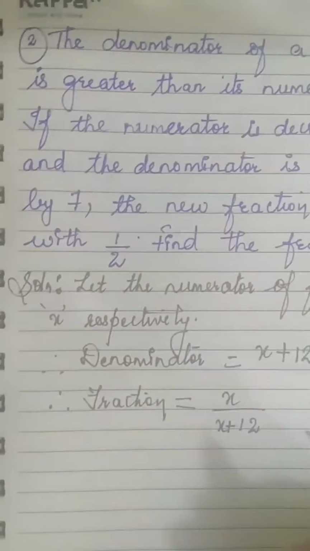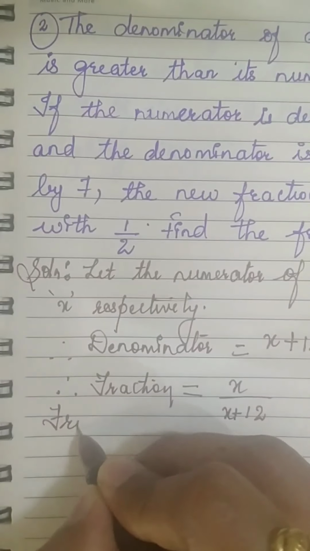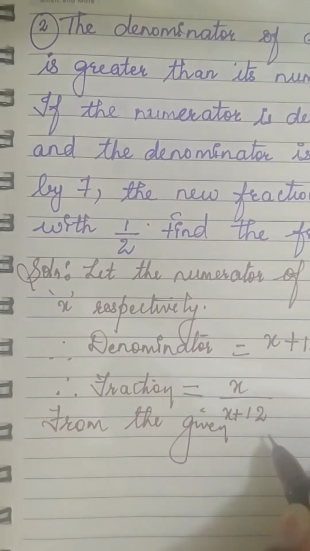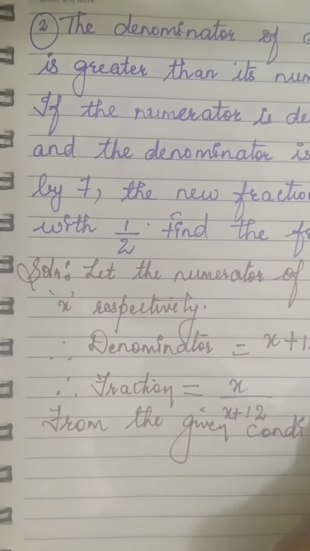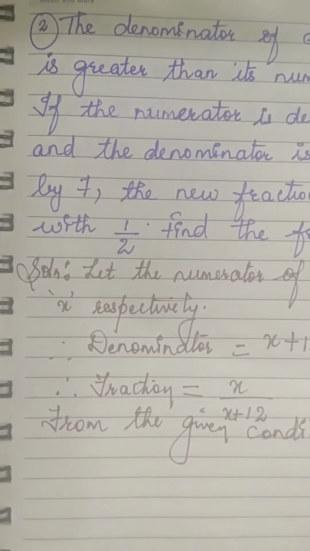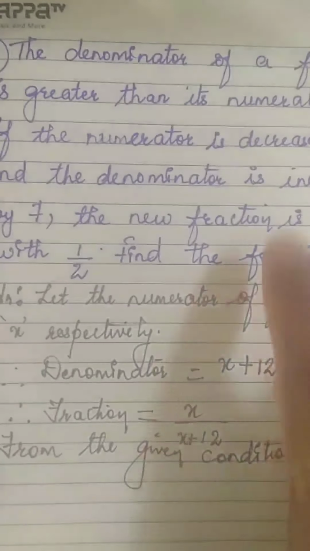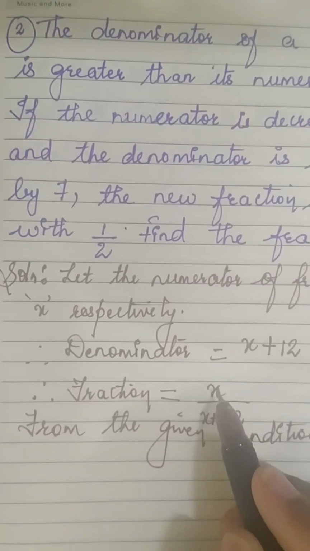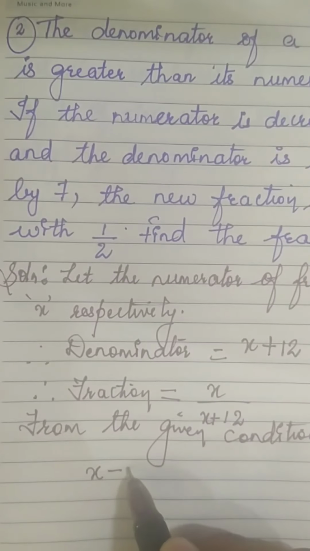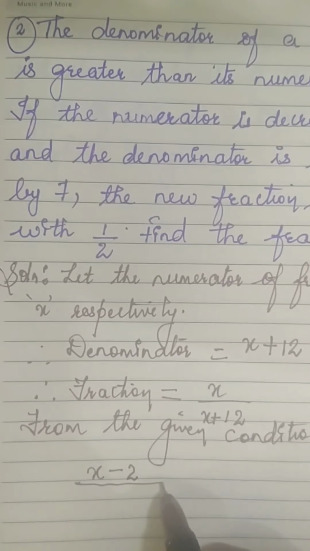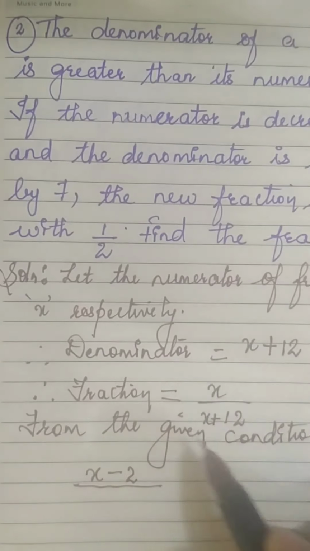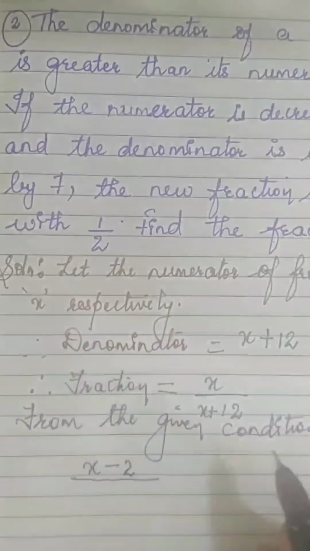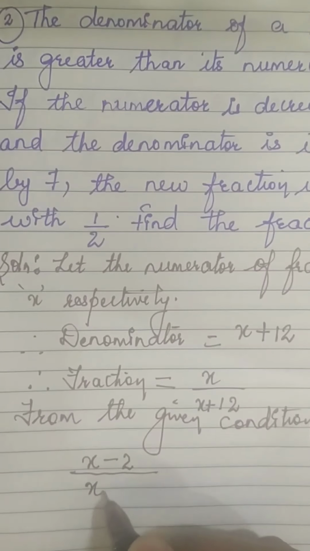Okay, so let us write from the given condition, what all things we are doing? Read the question once again and check. Numerator is decreased by 2, so first we will do that. This is the numerator x, decrease that by 2, means x minus 2 upon. What are we doing to the denominator? Denominator is increased by 7. Already it is x plus 12.